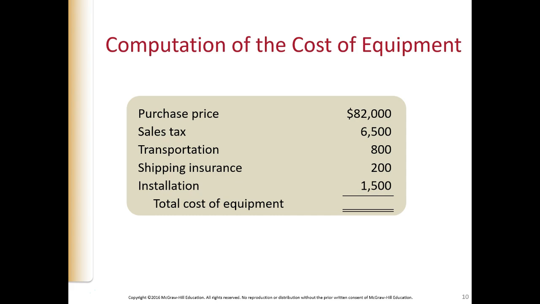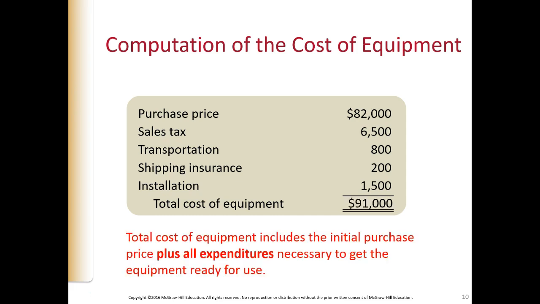Here's an example. If you purchase an item that costs $82,000, sales tax $6,500, you would add to this the transportation cost, shipping, insurance, and installation cost, and that would be the total cost of the equipment that would show up in the equipment asset account.